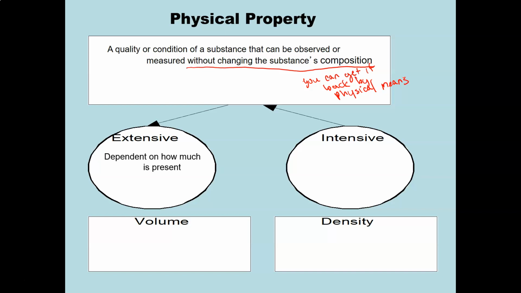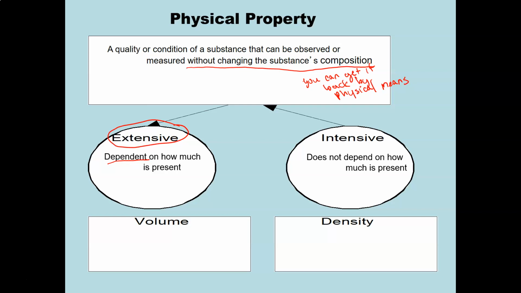So there are two types of physical properties. Type 1 is what we call extensive, which depends on how much is present. Type 2 is intensive, which doesn't depend on how much is present. It's almost like a constant value.